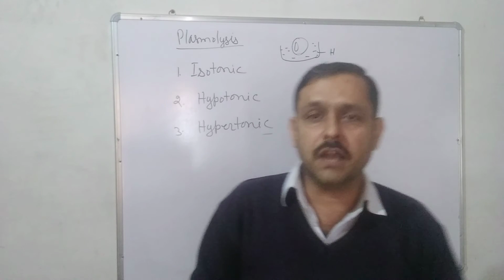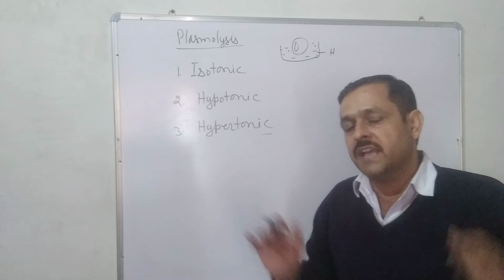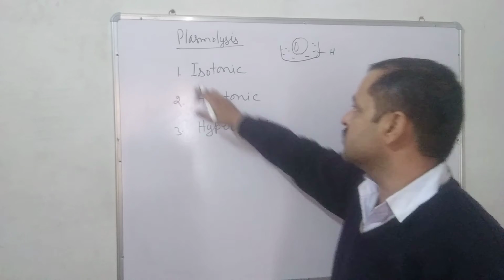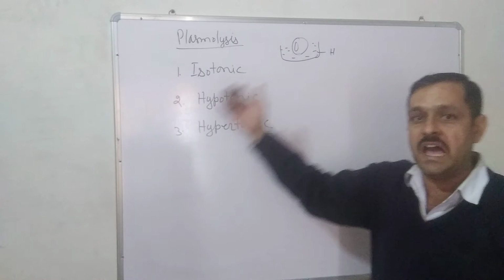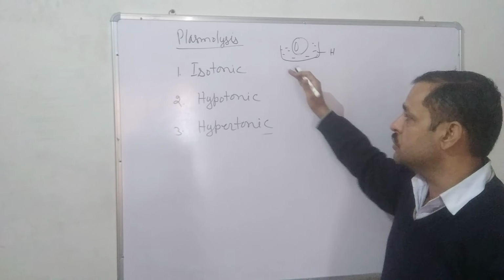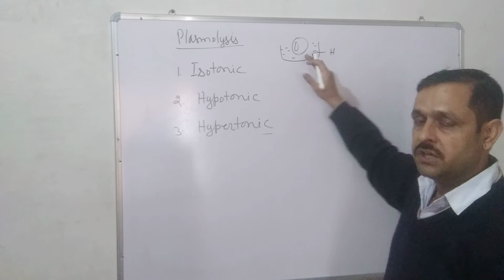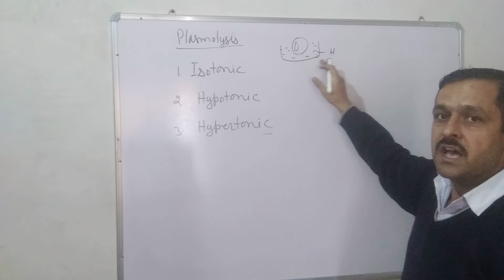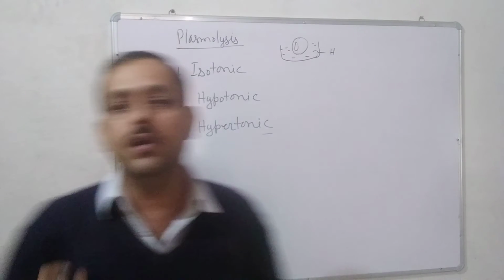Whenever the concentration of the cell is similar to the external solution, then it is called isotonic solution. Whenever the concentration of the cell is higher than the external solution, then the solution is called hypotonic. And when the concentration of the surrounding is higher than the cell, then it is called hypertonic solution.